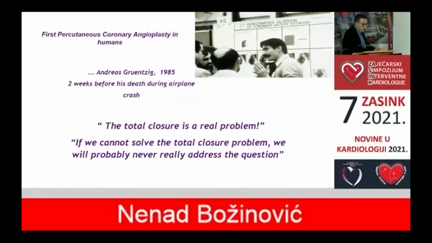First, percutaneous coronary angioplasty in humans was performed by Andreas Gruentzig in 1985, 2 weeks before his death in an airplane crash. And 2 weeks before the crash he said this sentence: the total closure is a real problem, and if we cannot solve the total closure problem, we will probably never really address the question.